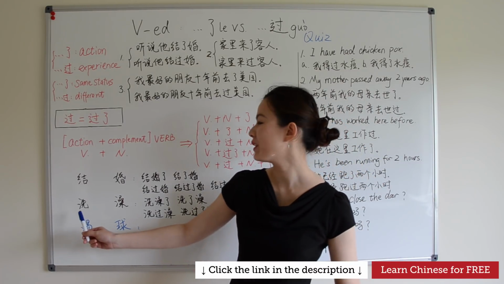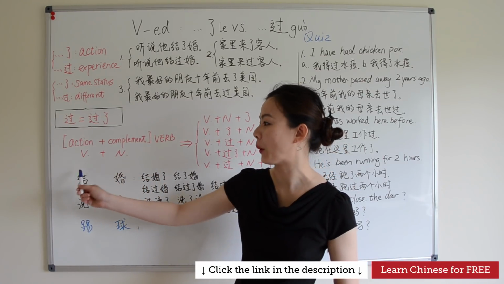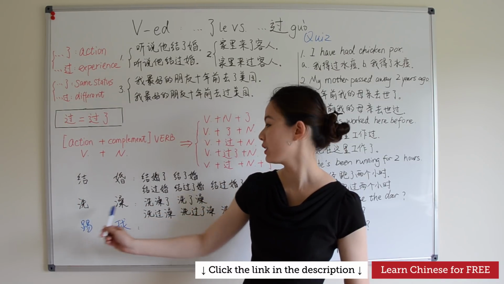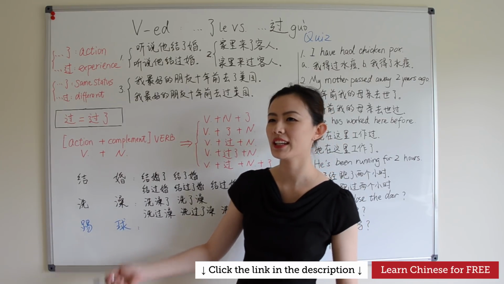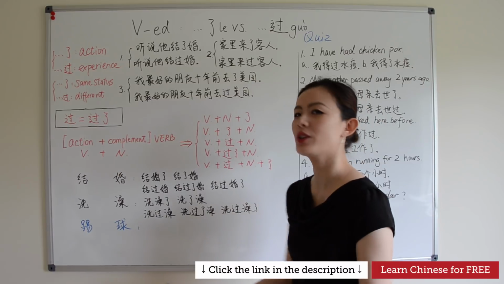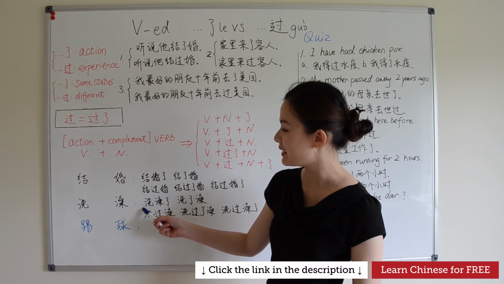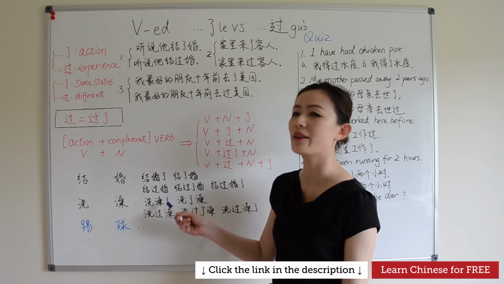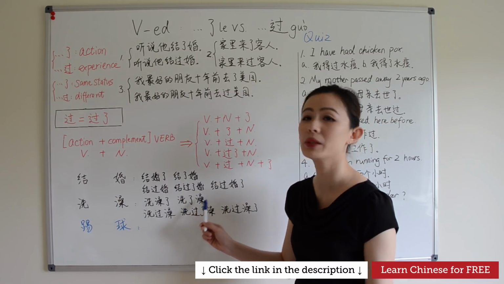Okay, here's another verb that follows this rule. The verb is 洗, which means to wash, and 澡 is the noun and the complement here. 澡 can either mean shower or bath. So to say he took a shower or he has taken a shower, you can say 他洗澡了. The first one is the simplest one. You just put a 了 after the verb. Or you can put them in between.